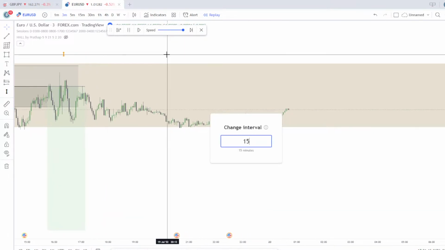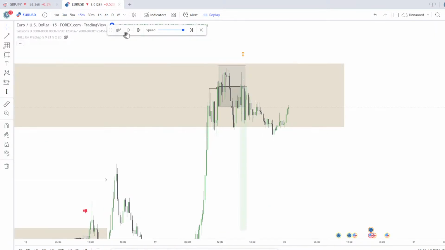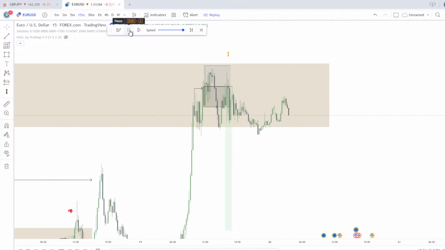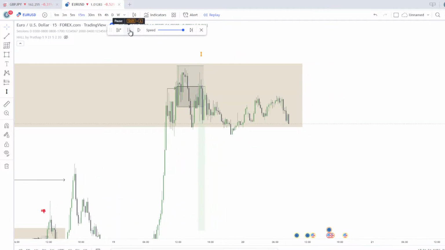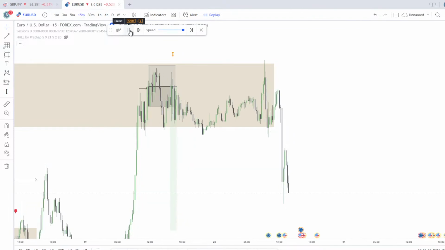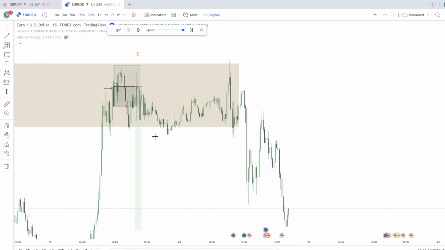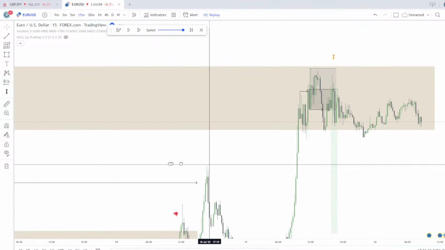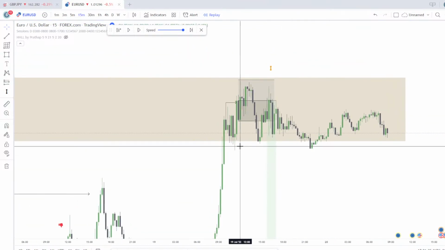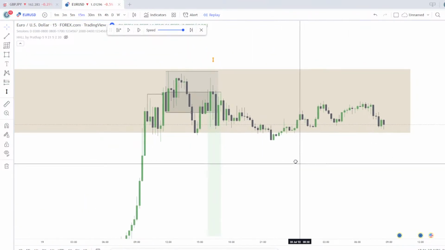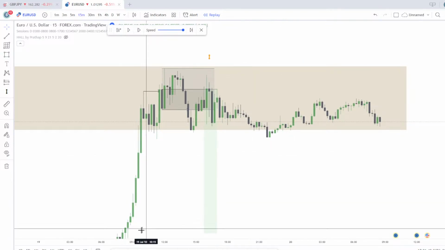Let's go 15 minutes, see what price does. Does it respect this order block or does it violate it? Hey, check the news. Okay, we might have been given an entry here. Yeah, I think I remember this particular situation. I remember this happening. I think I actually did get a trade out of this, to be honest with you.